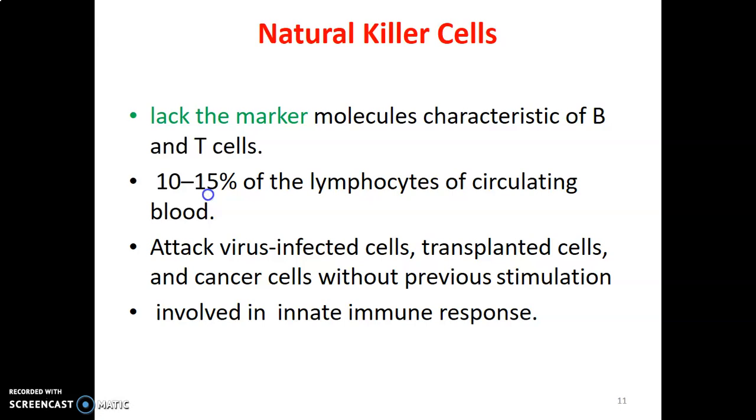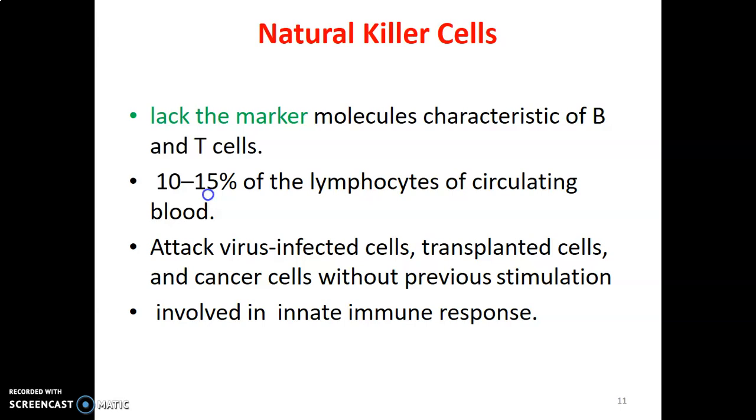They lack that receptor molecule that is a marker. B and T cells have receptor molecules on their surface, and that is what recognizes them. But natural killer cells are lymphocytes that lack that marker, and 10 to 15% of lymphocytes circulating in the blood are actually natural killer cells.